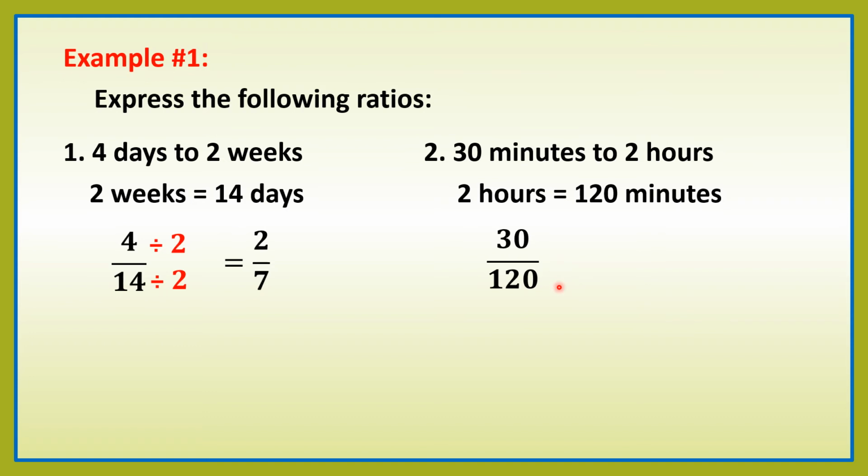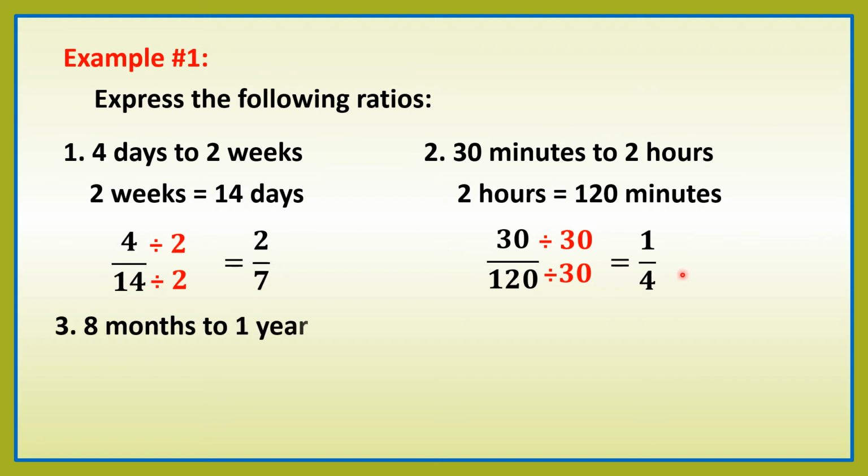30 and 120 is divisible by 30. So, pwede pa natin siyang i-lowest term. Divide the numerator and denominator by 30. So, we will have now 1/4.